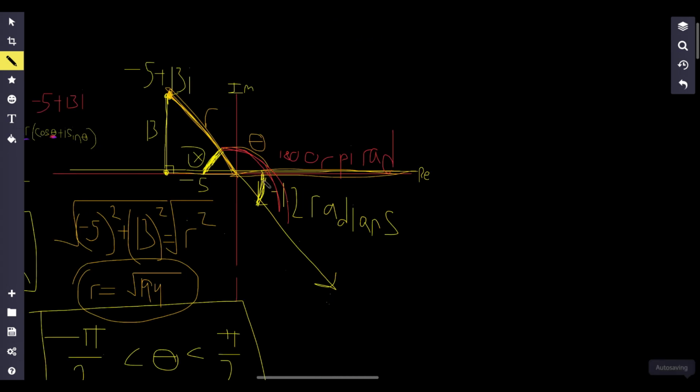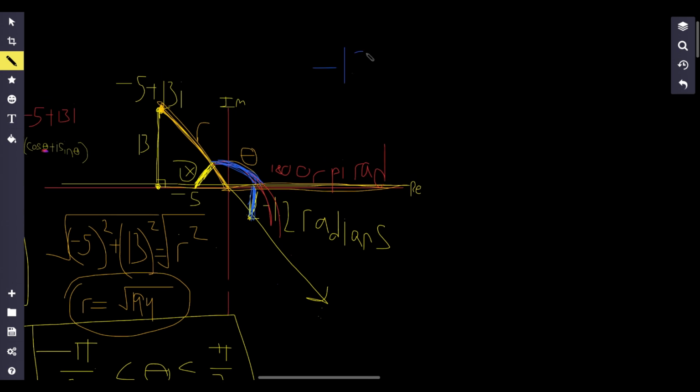But this angle right over here, let me denote with the blue, and you're trying to find this angle right over here. Now you know that this whole big angle has to add up to 180 degrees or pi radians. So actually what you're going to do is take the answer that the calculator gives you, and add 180 degrees, or in this case, pi radians.